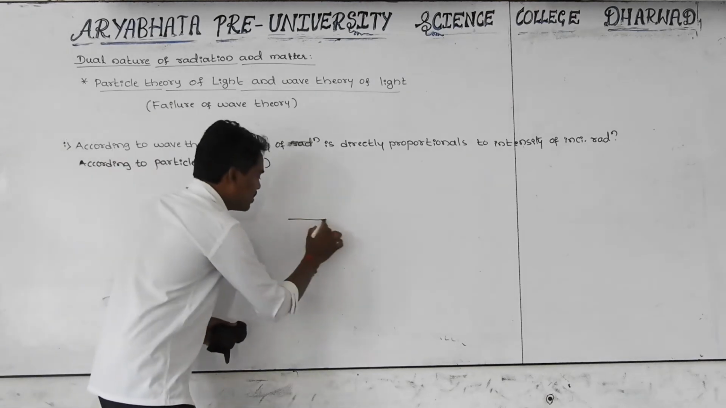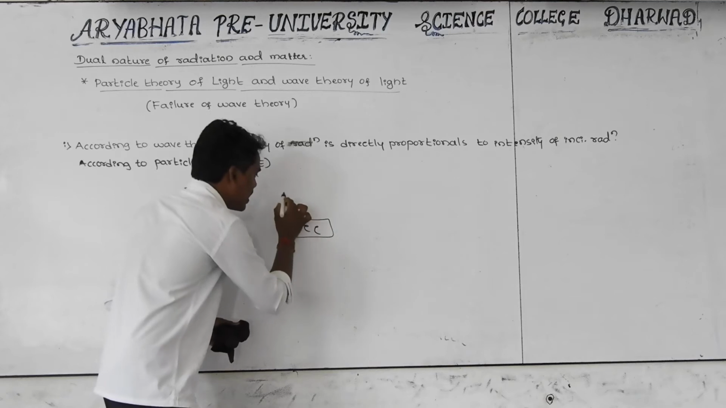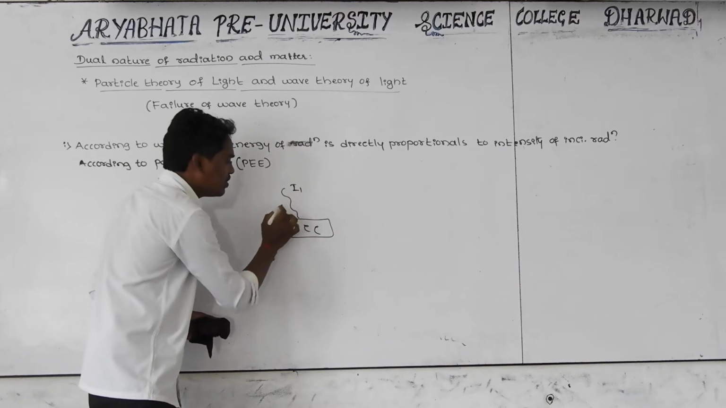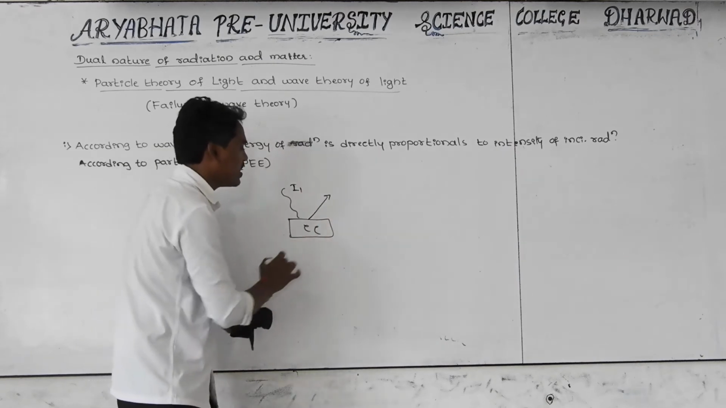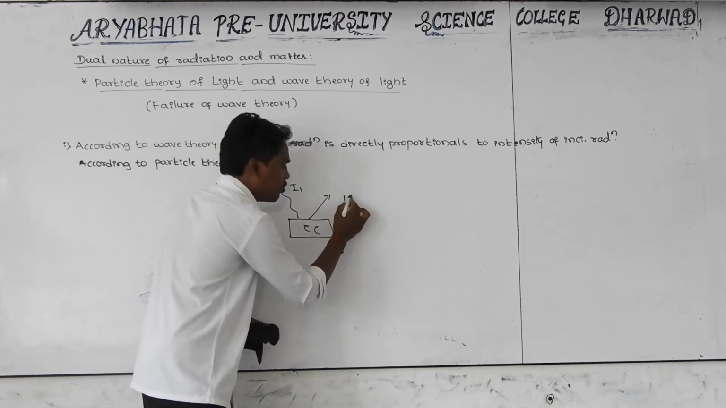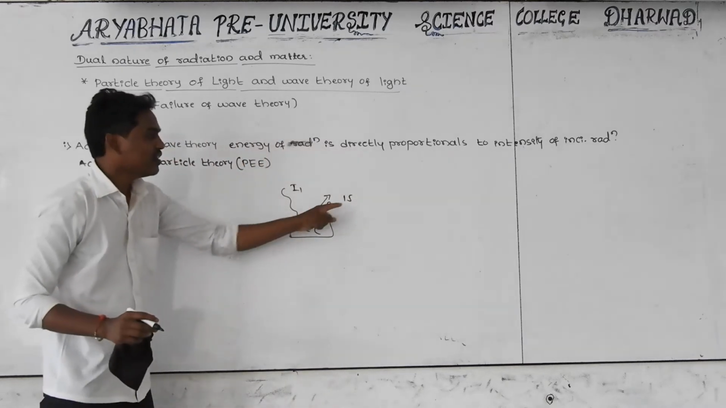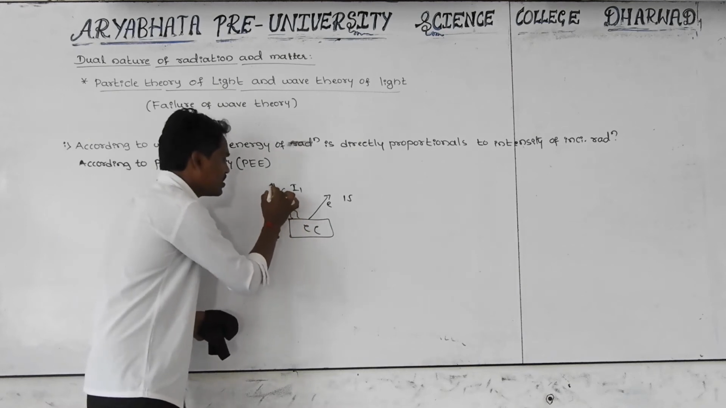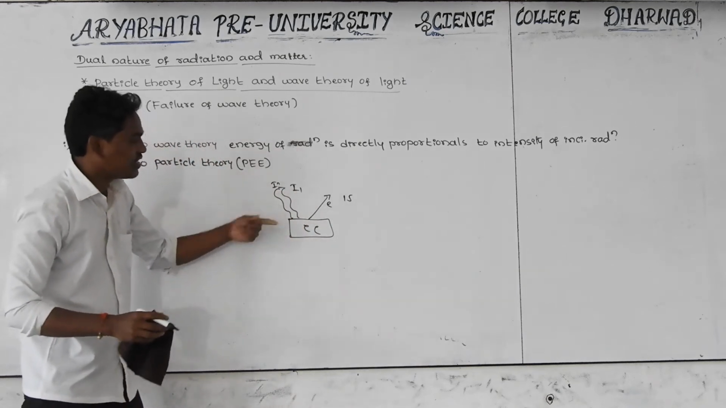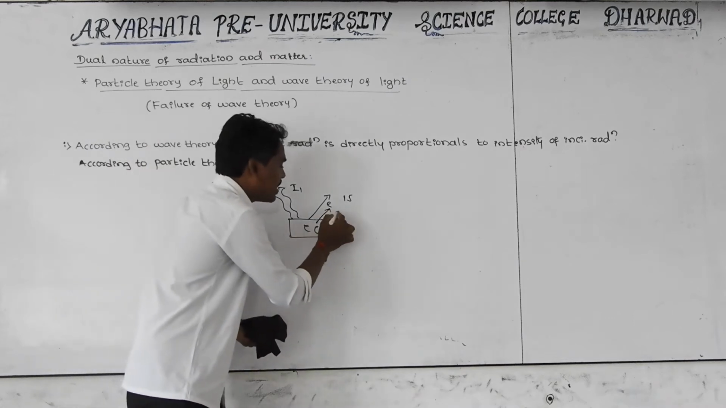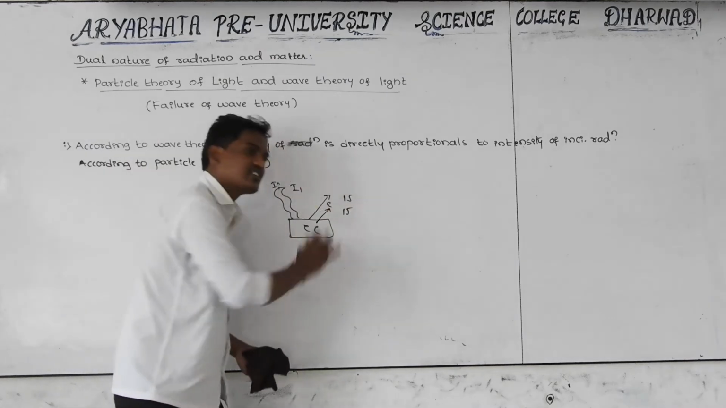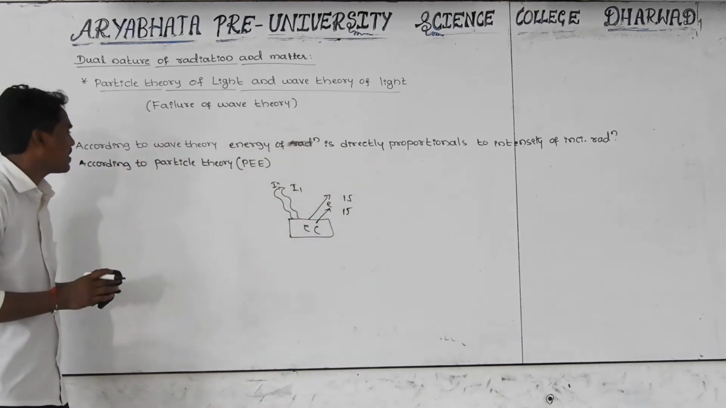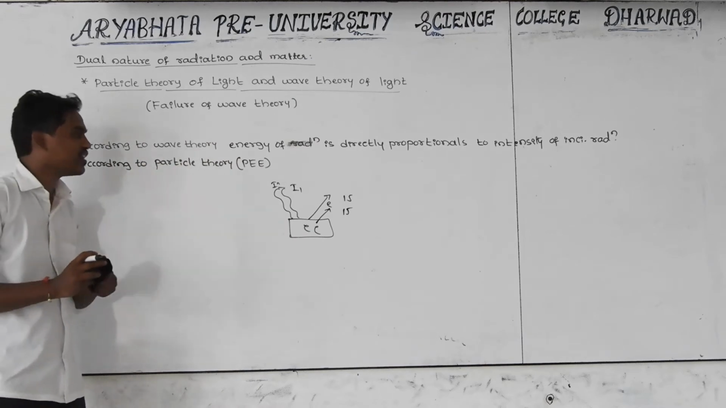Let us consider this is a metal, these are the electrons. I am using one radiation here, its intensity is equal to I1. The electron is emitted. Its energy, let us imagine, is 1 joule. The emitted electron has energy equal to 1 joule. Next, I am increasing the intensity to I2. Again, the electron is emitted, but the energy of the emitted electron is equal to 1 joule. In this case, the photoelectric effect is the evidence for particle theory. It is supporting particle theory.